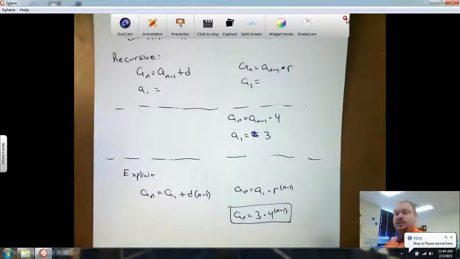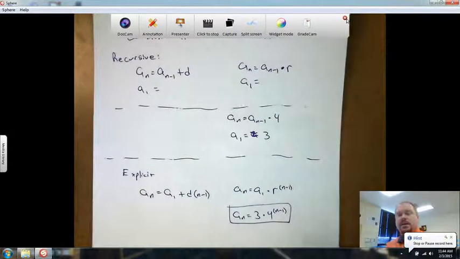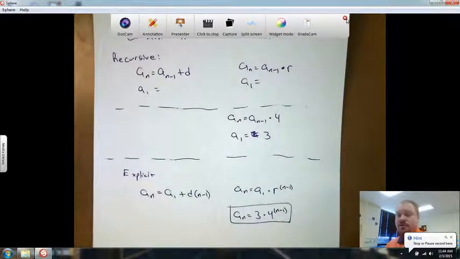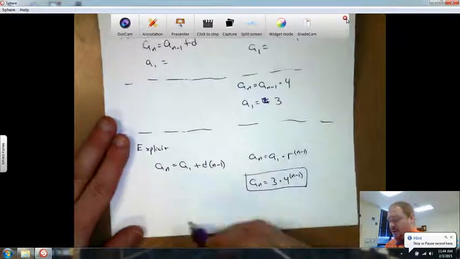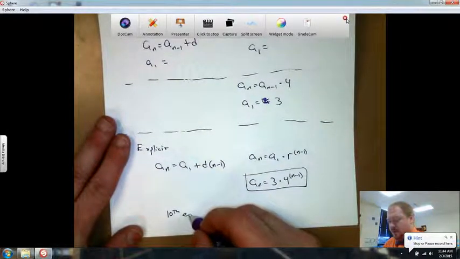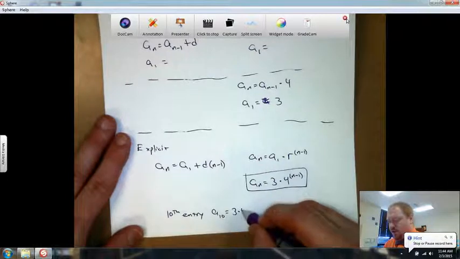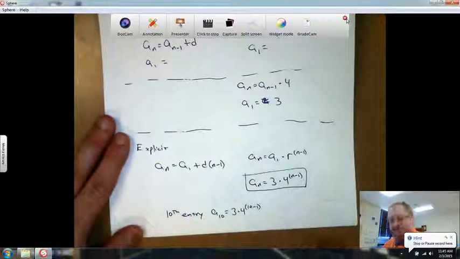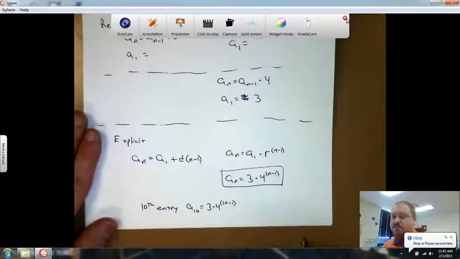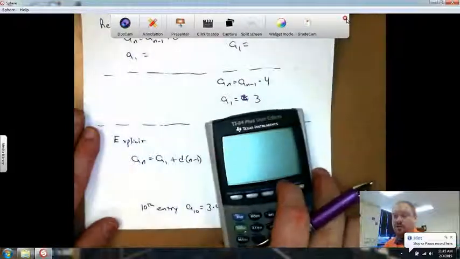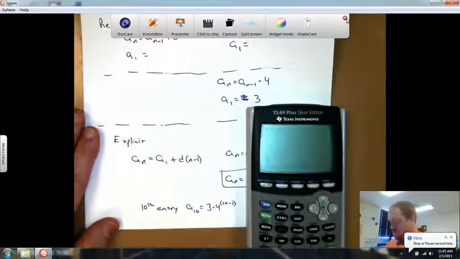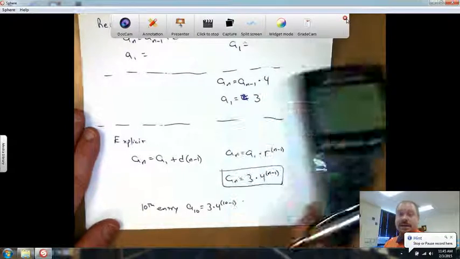Now, let's just say I want to find the 10th number in the list. Now, it's going to be a large number, so I'm definitely going to use a calculator. But to find the 10th number, or the 10th entry, I would say a sub 10 equals 3 times 4 to the 10 minus 1. And then because I expect this to be not a small number, I'm going to let my calculator do most of the work here for me. So 3 times 4 to the 10 minus 1. So, it's only 786,432. I did not need a calculator for that.